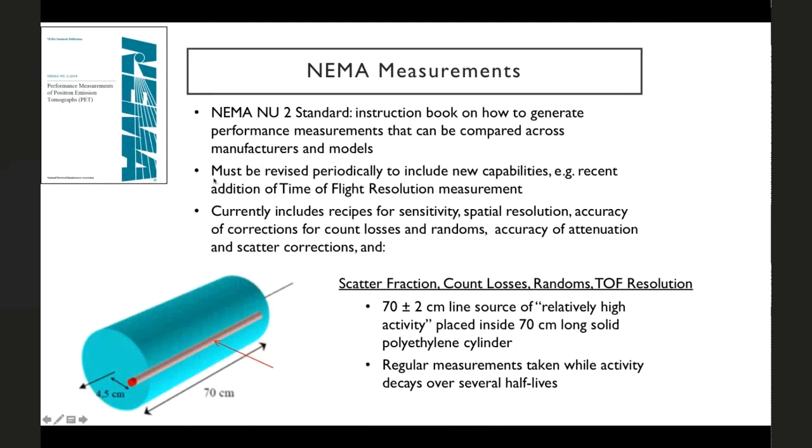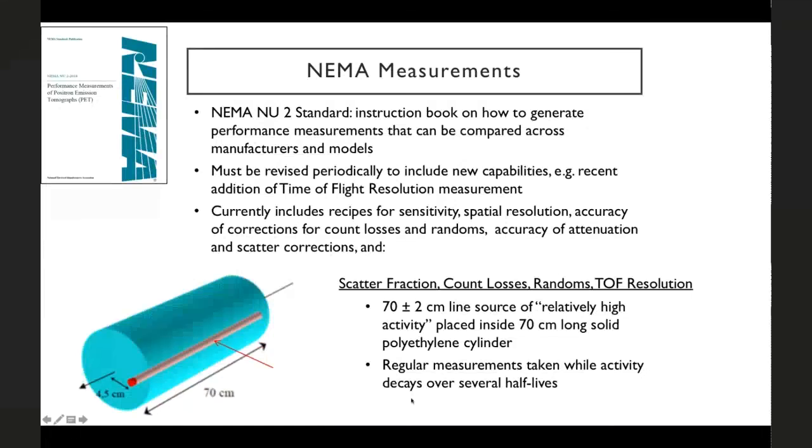This standard has to be revised periodically in order to incorporate the latest capabilities. So there was a new version in order to include a NEMA measurement for time of flight resolution, for instance. And the current version has recipes for doing sensitivity measurements, spatial resolution, accuracy for count losses and randoms, accuracy for attenuation and scatter correction, and a measurement of scatter fraction, randoms, time of flight resolution, count losses. So I'm just going to show you some samples of this measurement.